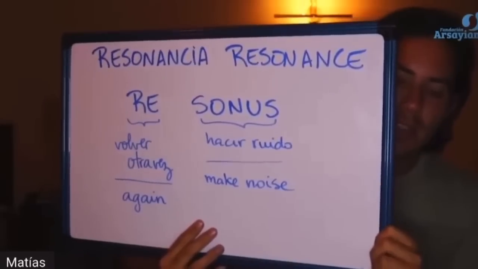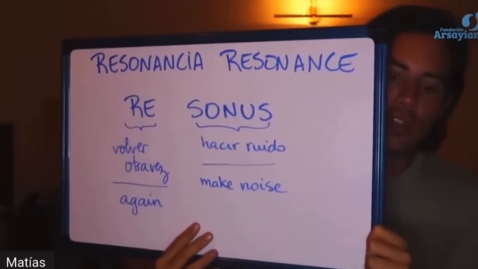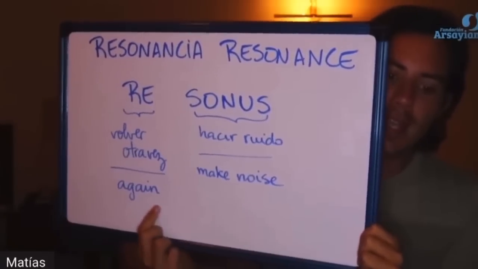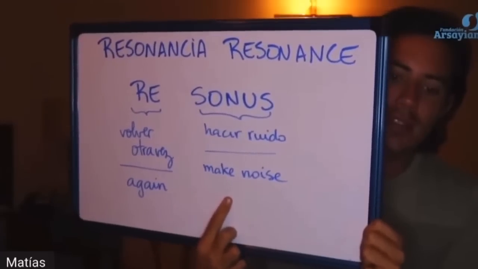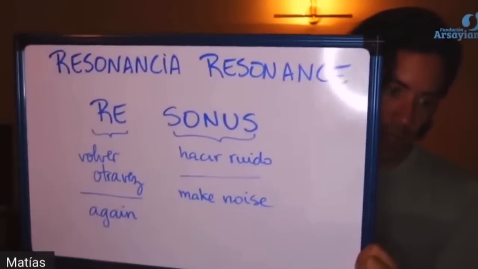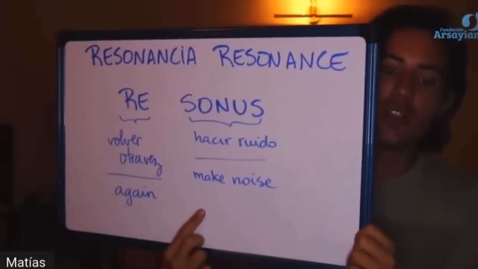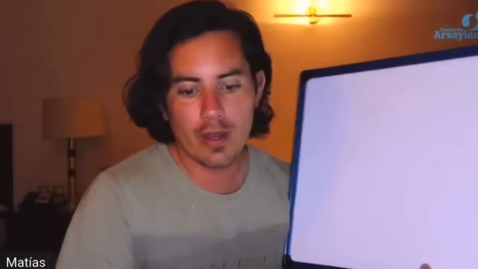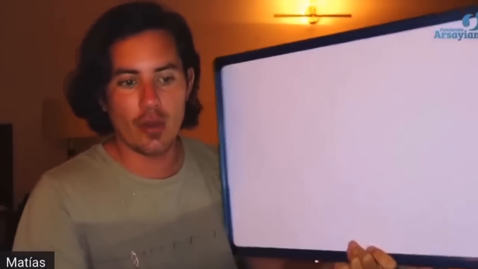Let's practice. Let's begin with the topic for today, which is resonance. Resonance comes from two words: re, that means again, and sonus, that means to make noise. So we have here the meaning of resonance, which is to make a noise again. Easy. So where does this concept of making a noise again come from?